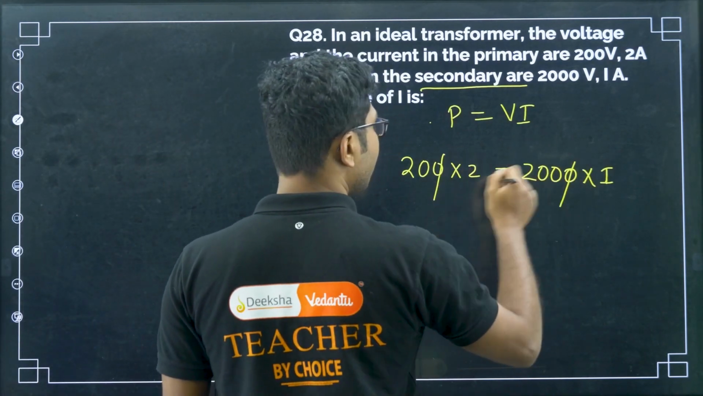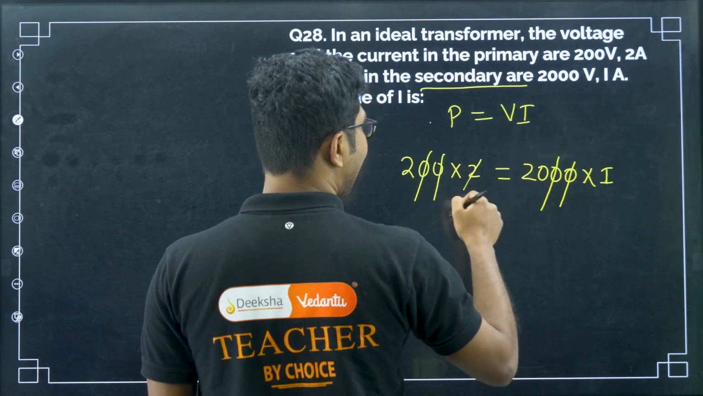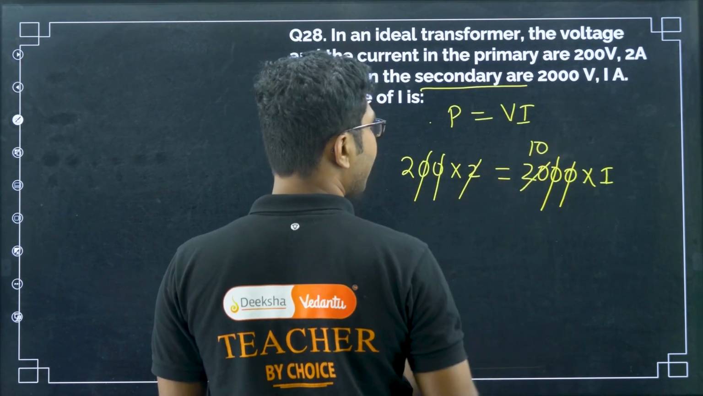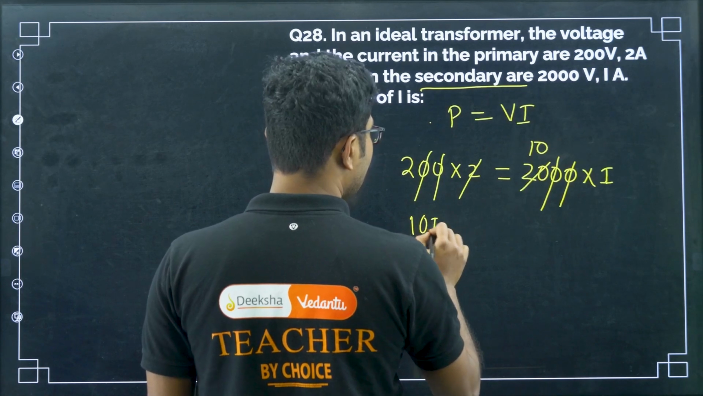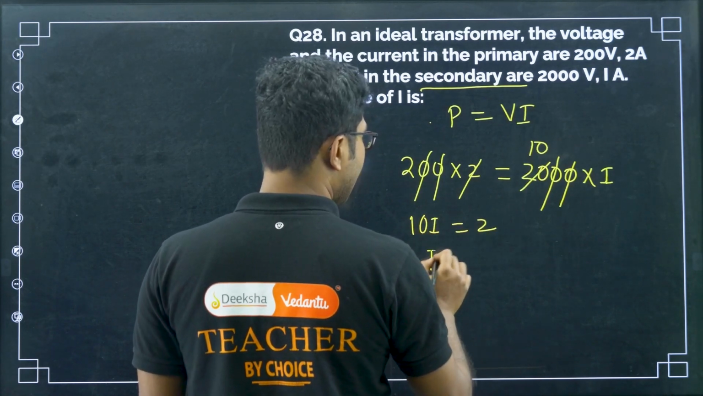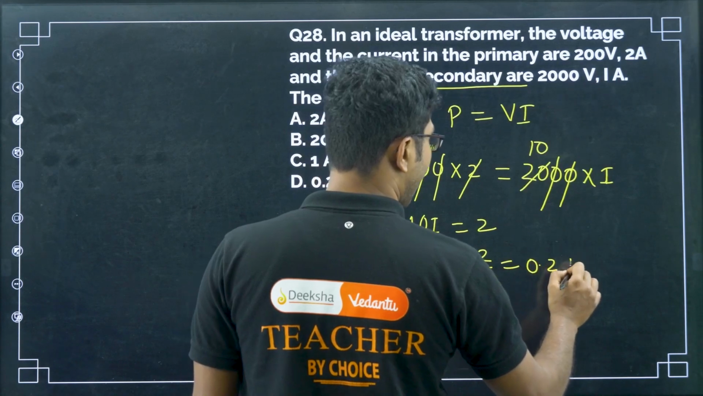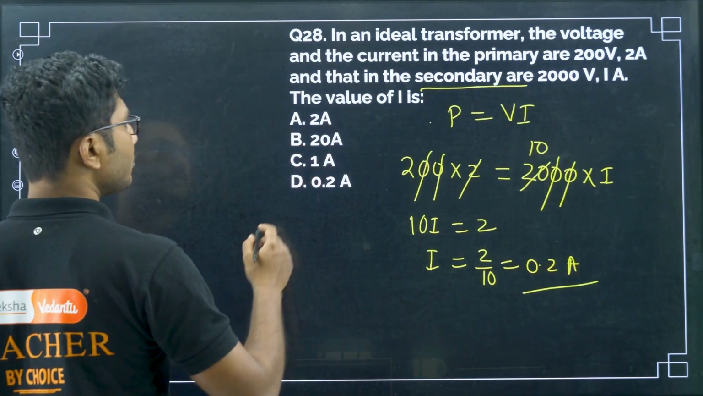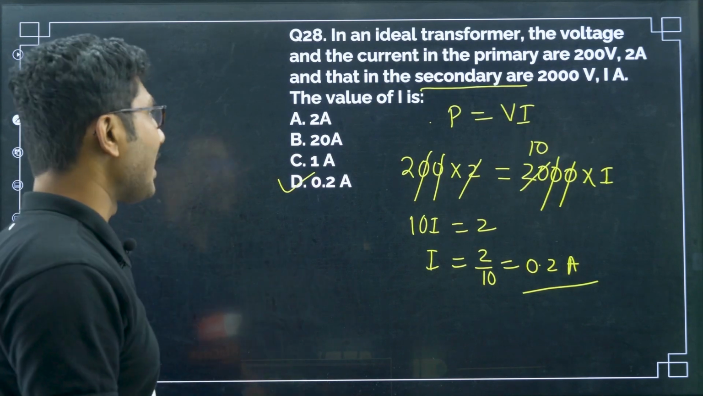So the zeros cancel. I can cancel one of the 2's, so 10I equals 2, or I equals 2 by 10, that is 0.2 ampere. So 0.2 ampere is the current in the secondary, that is the value of I.